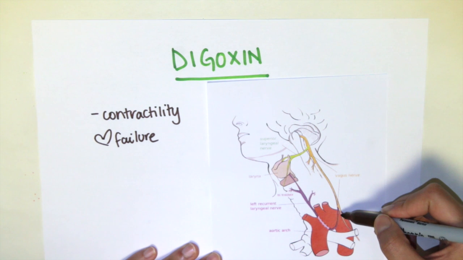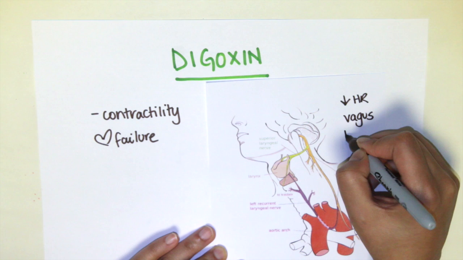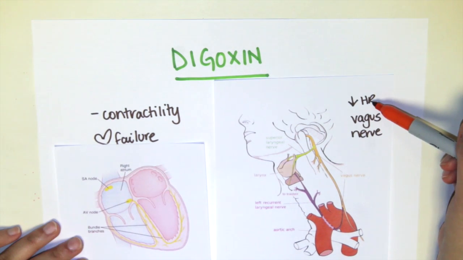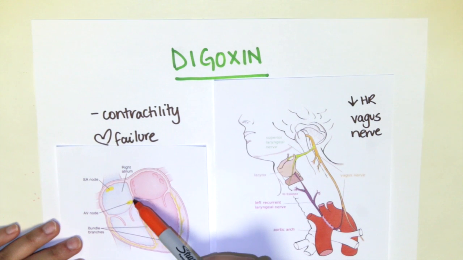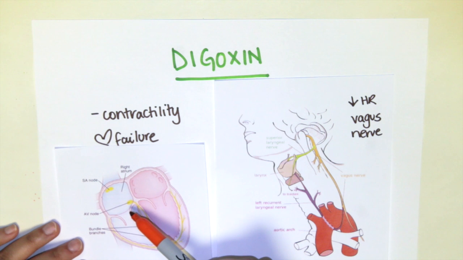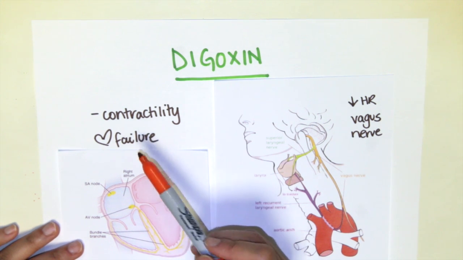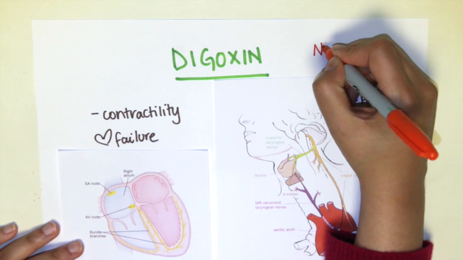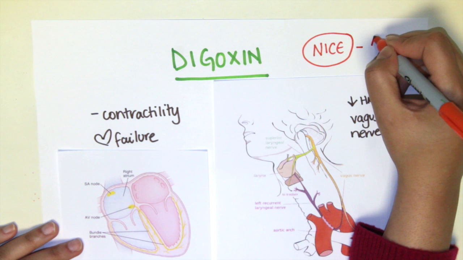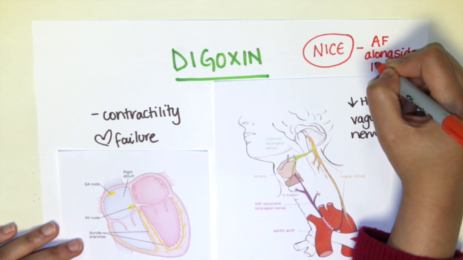Digoxin stimulates the vagus nerve, which we know is parasympathetic, and so reduces heart rate. It does this by reducing the rate of conduction through the AV node, leading to an overall decrease in the speed of conduction. Since digoxin's main mechanism of action is to reduce contractility, it is not a first-line antiarrhythmic. Rather, NICE recommends it if somebody has atrial fibrillation or an arrhythmia alongside heart failure.